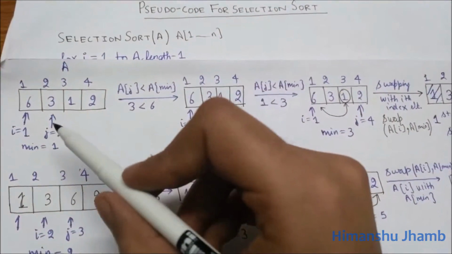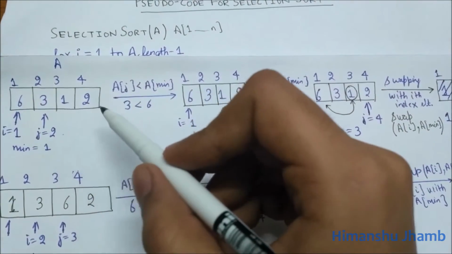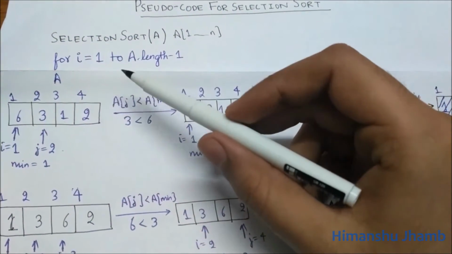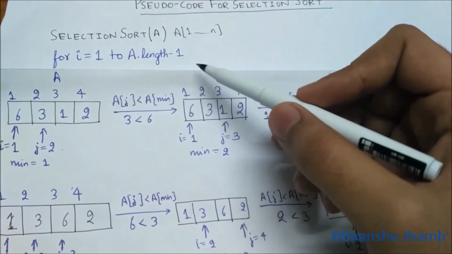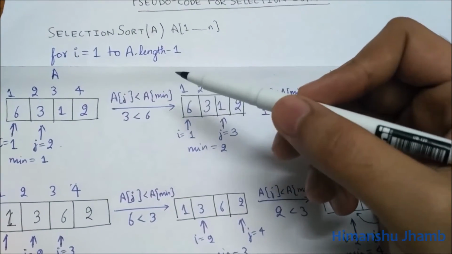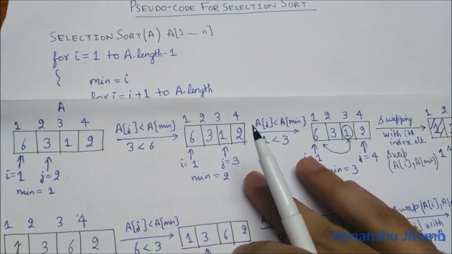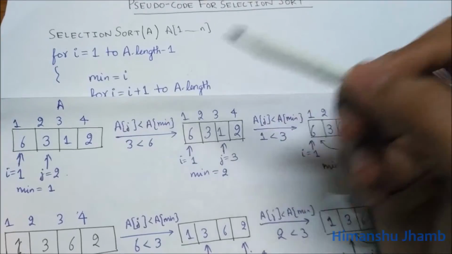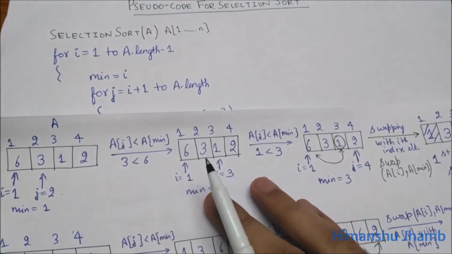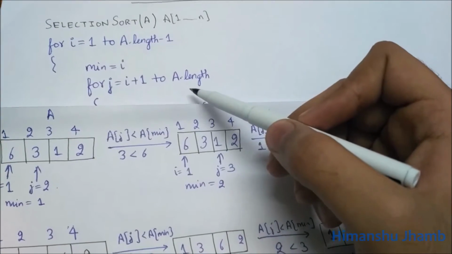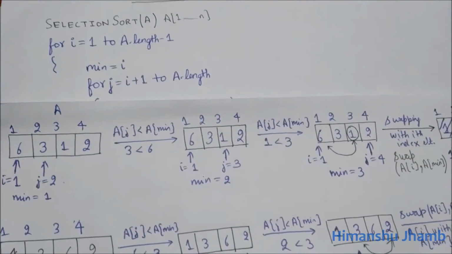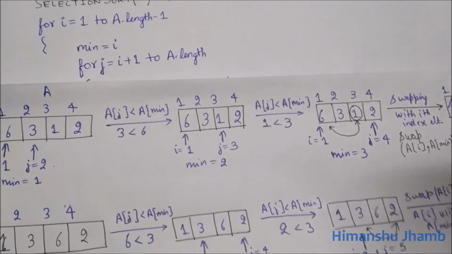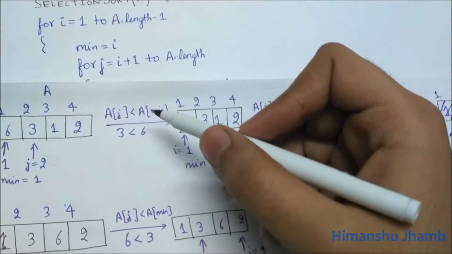Let's say we have an array containing elements 6, 3, 1, 2 which is to be sorted in increasing order. What we will do is run a for loop from i equals 1 till length of the array minus 1. Why till length of the array minus 1? We will see this. We will also need a variable minimum that will store the index of the minimum element. And we will run a for loop from i plus 1 to the length of the array. While scanning, if we find an index j having an element less than the current minimum, we will update this minimum.